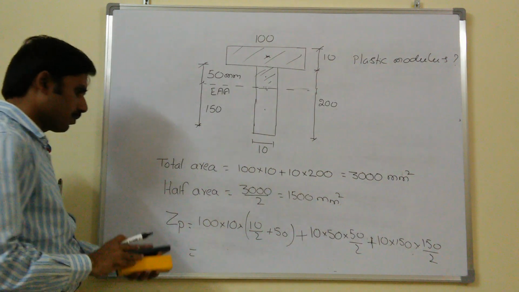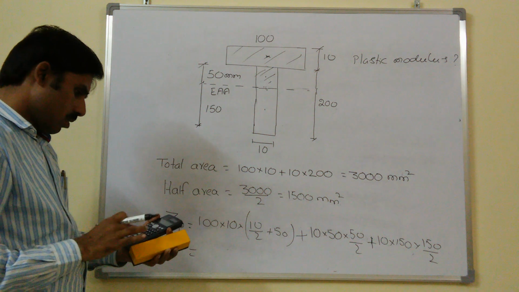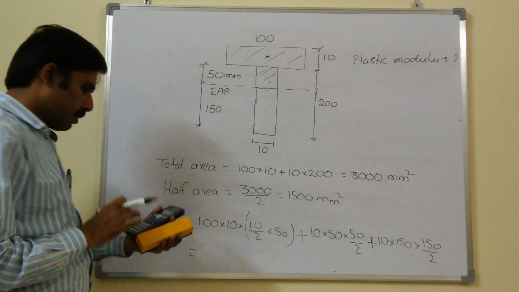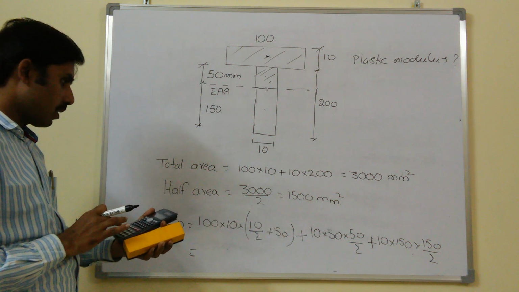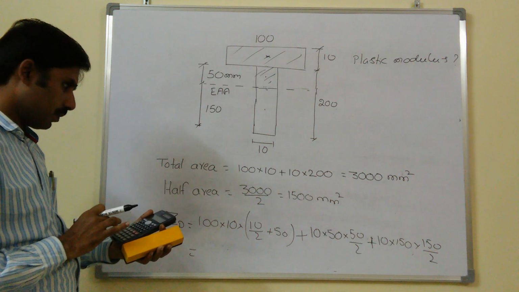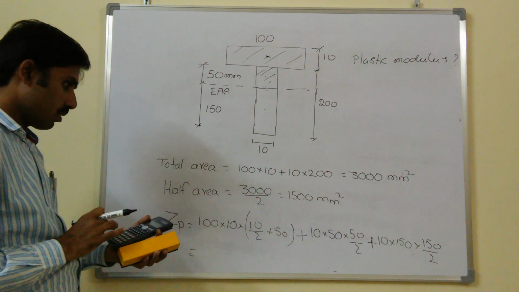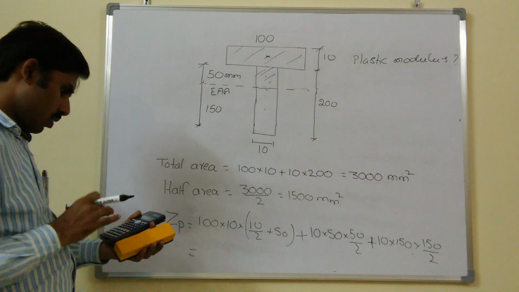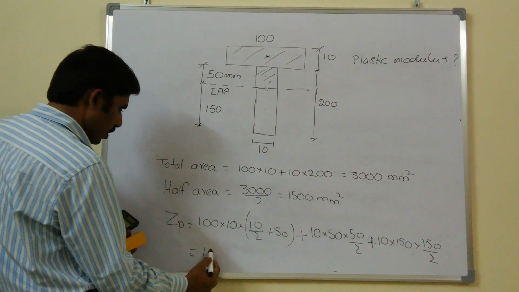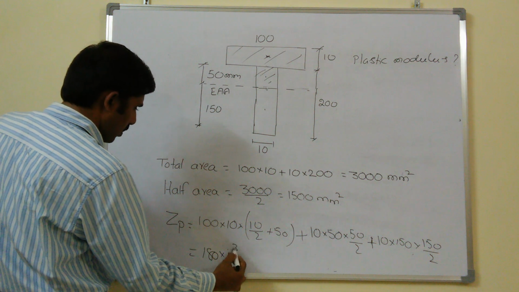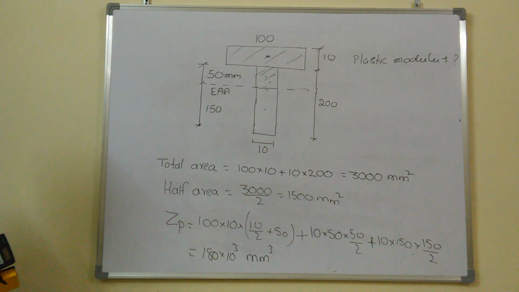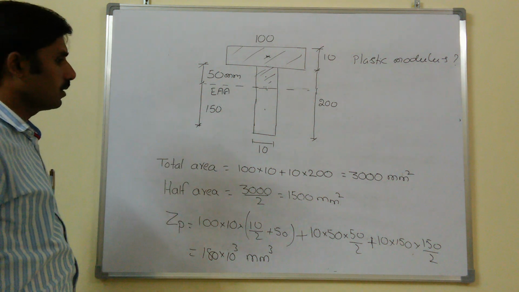So ZP will be 100 into 10 into 50 plus 5, that is 55, plus 10 into 50 into 50 by 2, which makes 25, plus 10 into 150 into 150 by 2, which means 75. So the total is 180 into 10 cube mm cube. This is the plastic modulus for this T section. Like this, we can find the plastic modulus for any kind of section.